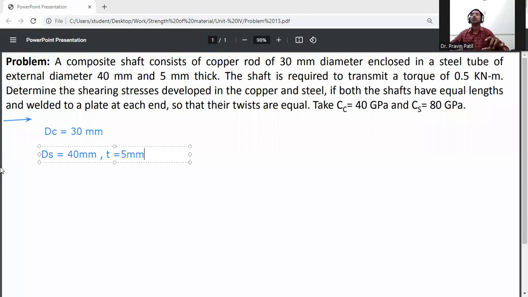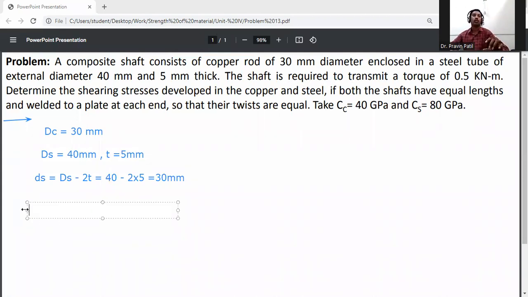Then calculate the internal diameter of steel. Small ds is equal to capital DS minus 2t. The external diameter is 40 mm, so 40 minus 2 into 5, that will be 30 mm. The internal diameter of steel is 30 mm.